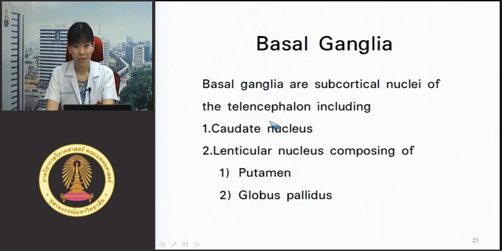Now let's move on to the basal ganglia. Basal ganglia are subcortical nuclei of the telencephalon, which includes caudate nucleus and lenticular nucleus composing of putamen and globus pallidus.